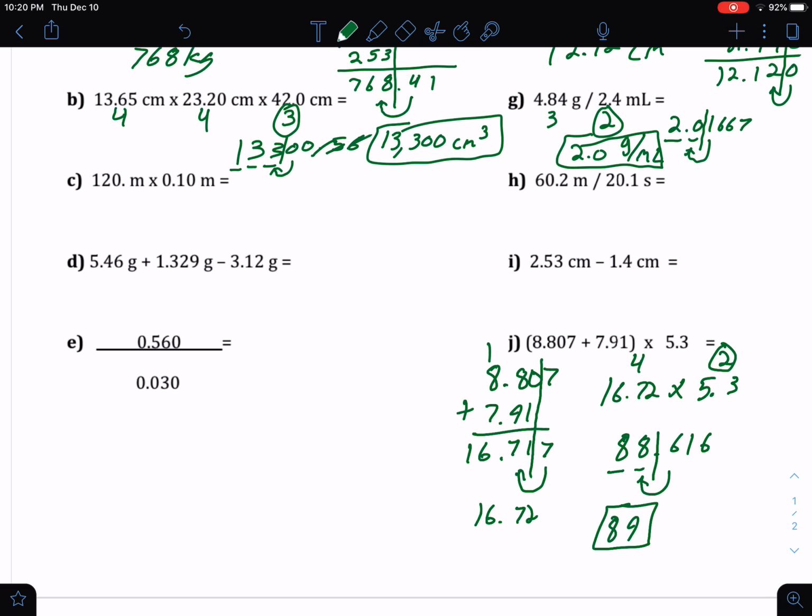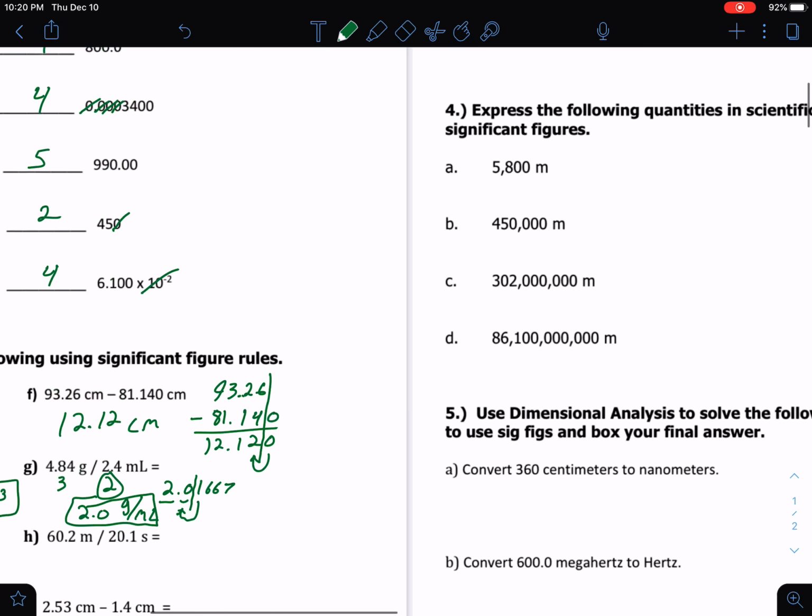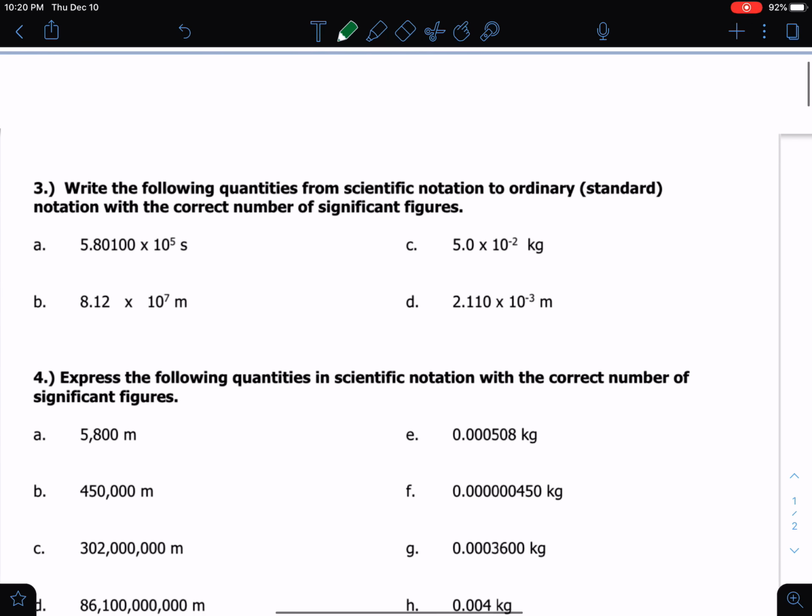I'm not going to go through all of these. We have posted the keys, so if you need to reference those, you can do that. But this will just help you with the rules and give you a brush up on how to do that. Okay, let's move on to the next page. Write the following quantities from scientific notation to ordinary standard notation with the correct number of significant figures.